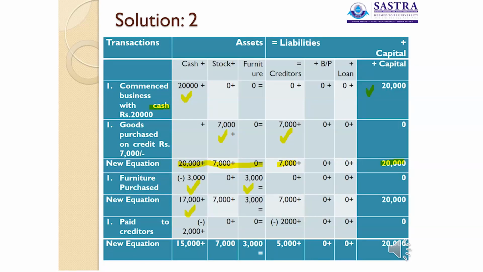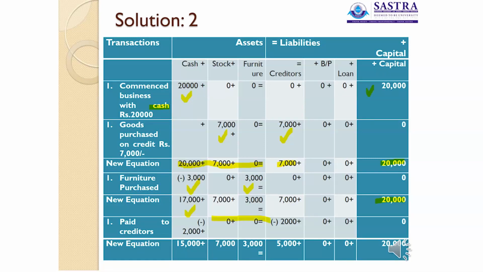Then 7,000 is the value of stock. Here 7,000 we already have, there is no effect on this side. 3,000 is the value of furniture, creditors 7,000. Here 20,000 is the value of capital. So what is the equation here? 17,000 plus 10,000, 27,000 is equal to 7,000 plus 20,000, so 27,000. So the accounting equation is proved here.